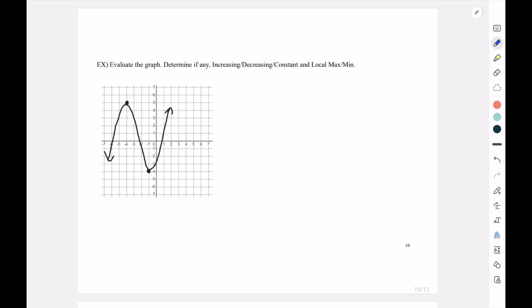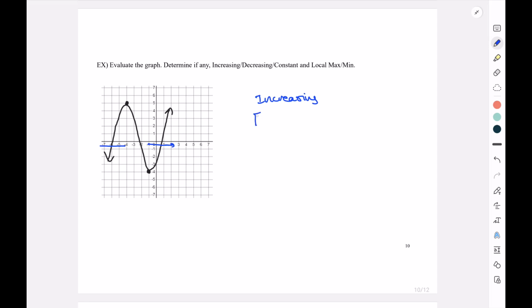So now we want to determine where the certain functions are happening, so where it's increasing, decreasing, and constant, and we also want to find out where the local max and local min are. So we know that we're going to look at our domains. From left to right, we're going to see where it's increasing and decreasing, and then we'll go back and see where our local max and local min are. So for increasing, we can see from negative infinity to -4, we're going to be increasing.